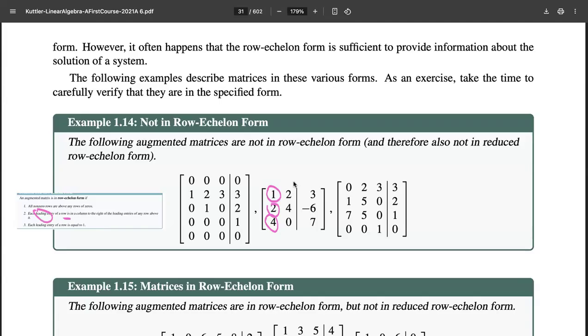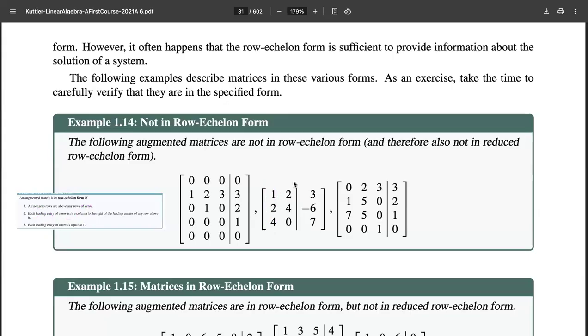So that's why it's not in row echelon form. Otherwise these two entries, the 2 and 4, would have to become zeros. All right.